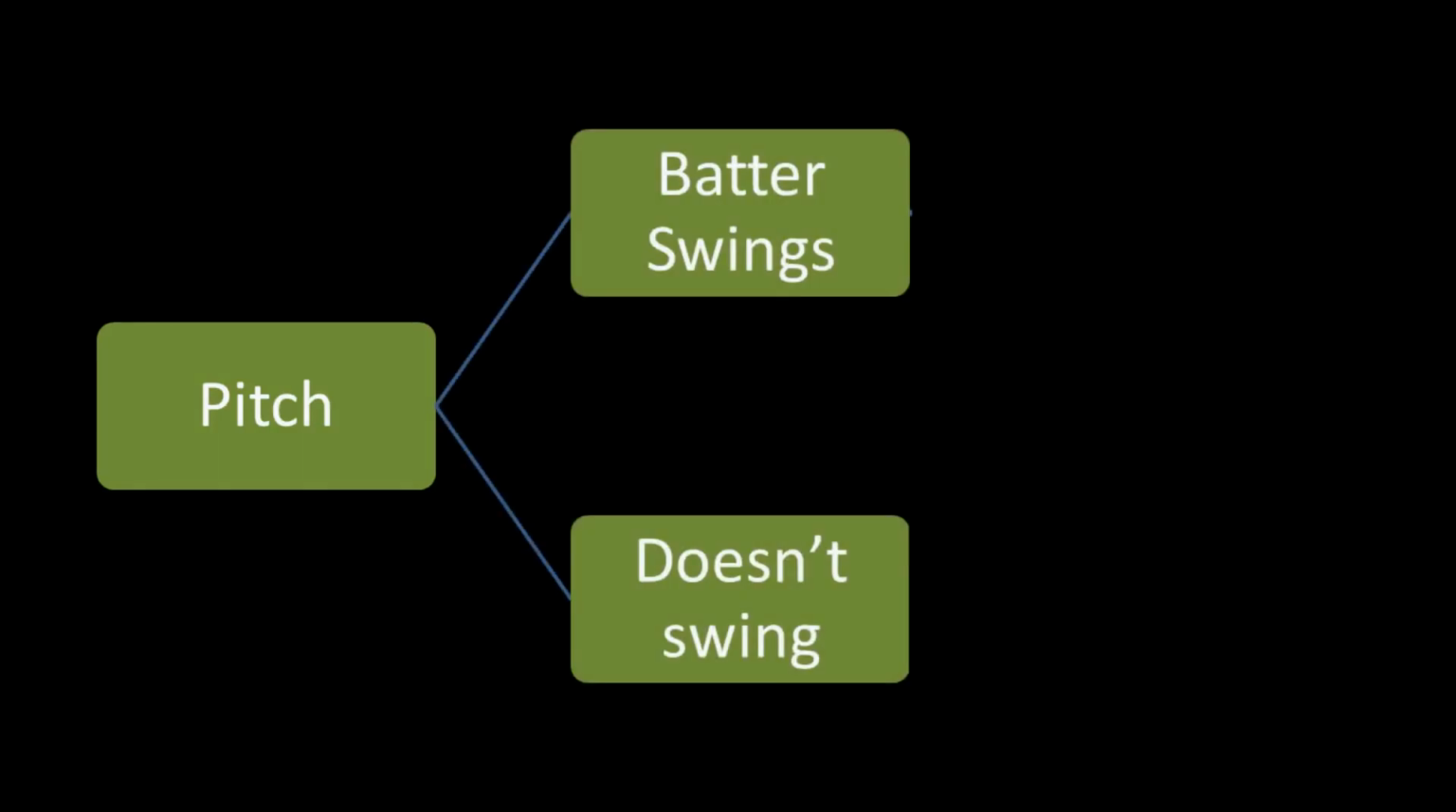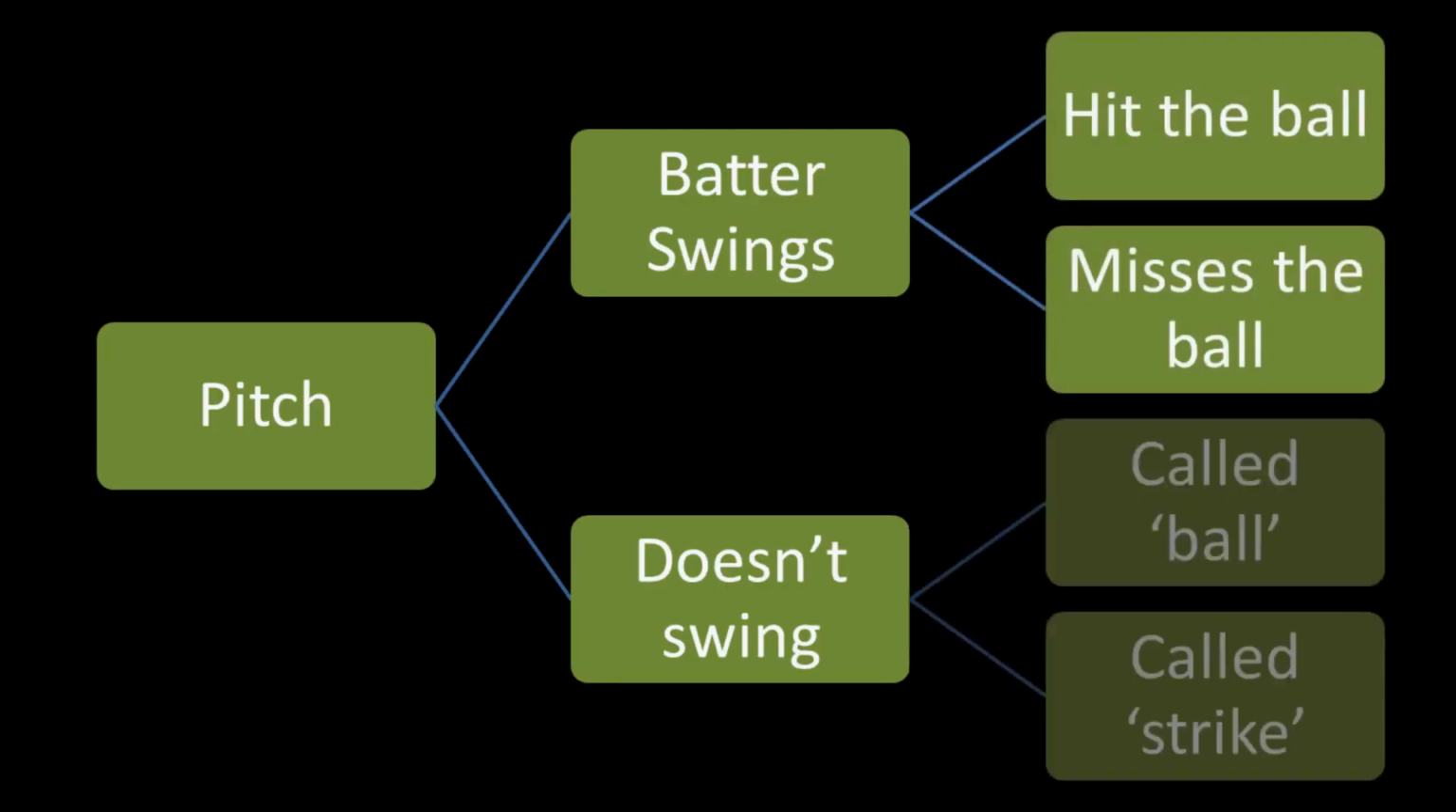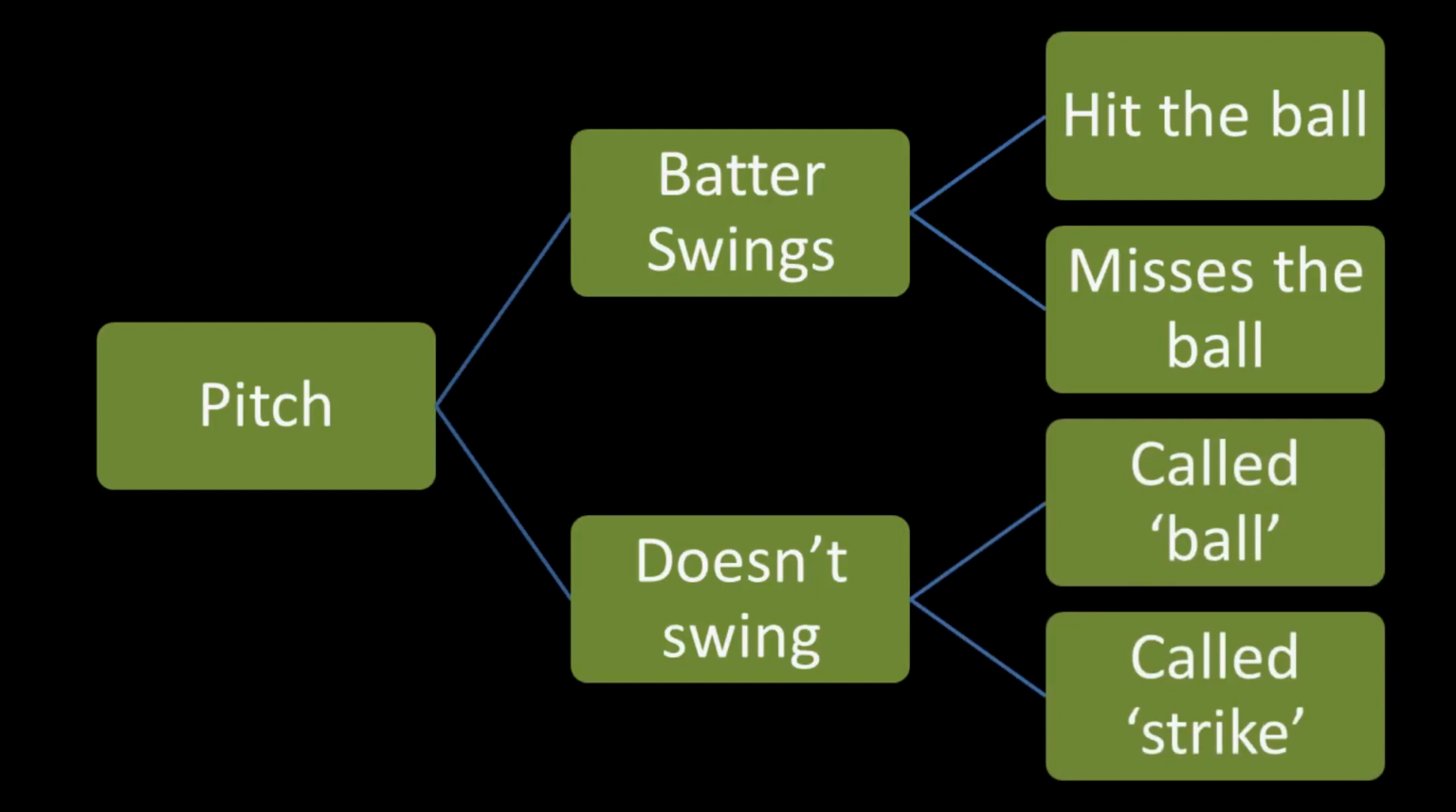At this point, the batter will have only a fraction of a second to make a decision. Should I swing or not? If the batter does swing, either he will hit the ball or he won't hit the ball. If the batter does not swing, the pitch will either be called a ball or it will be called a strike. And that is what this video is going to be about, balls and strikes. We'll come back to this flowchart a few times, so hopefully it'll help you keep everything straight.